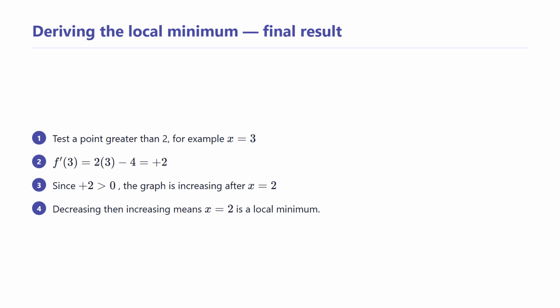Continuing our analysis, let us now test a point on the right side of our critical point. We choose a number greater than 2, like 3. Plugging 3 into our derivative gives us +2. Since this is positive, the graph is now going uphill, or increasing. Think about the physical shape this creates. The path goes down, hits a flat spot at x equals 2, and then goes back up. Therefore, we have mathematically proven that x equals 2 must be the absolute bottom of a valley, which we call a local minimum.